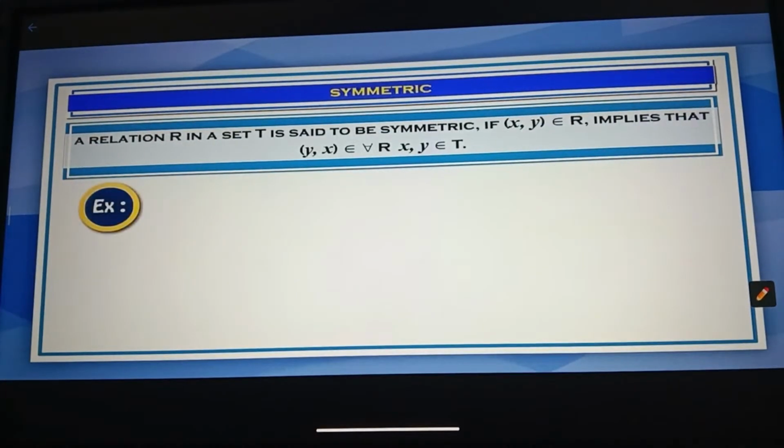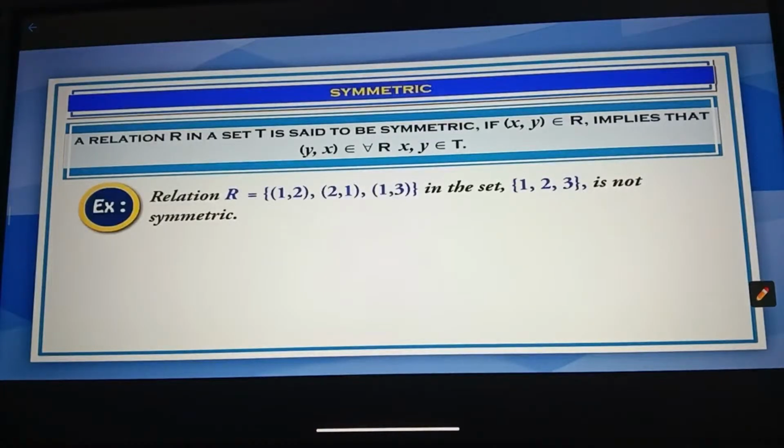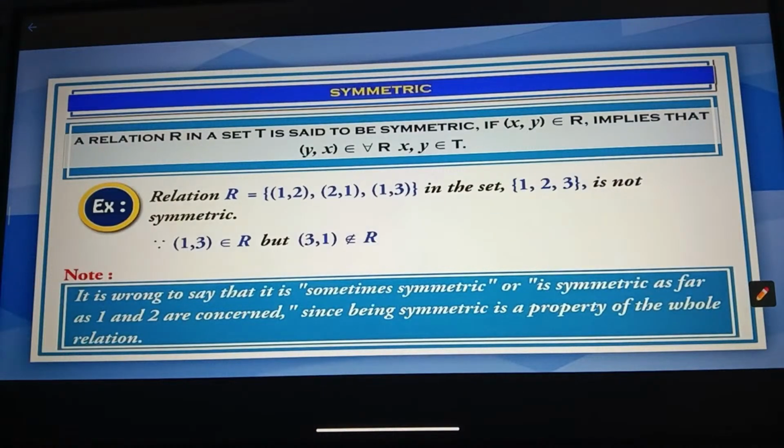Let us take one contradictory example. Relation R in the set {1, 2, 3} is not symmetric. This is because the ordered pair (1, 3) belongs to R but (3, 1) doesn't. Note that it is wrong to say that it is sometimes symmetric or asymmetric as far as 1 and 2 are concerned, since being symmetric is a property of the whole relation.